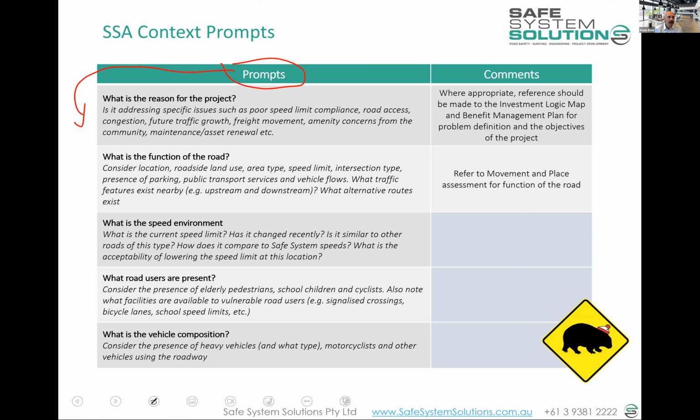What's the function of the road? What's the speed environment? What road users are present? What's the vehicle composition? These are just prompt questions. You could ask a lot more questions. The purpose of this is to really get a good feel for what the project is that they're trying to do, why they're doing it, what the environment is, and whether they've made any commitments, political or otherwise. It's a real context gathering exercise, which helps you in the assessing, but also in making good recommendations.